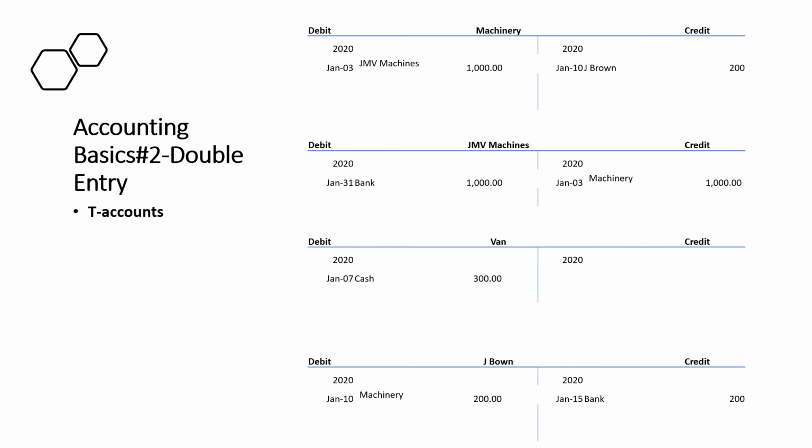Van account. On the debit side, January 7, we bought a van by cash, $300, so we debit the account. J. Brown account. On January 10th, we sold them machinery, $200, so we debit the account. On January 15th, they pay us $200, so we credit their account.